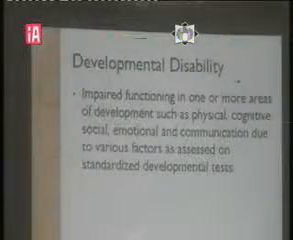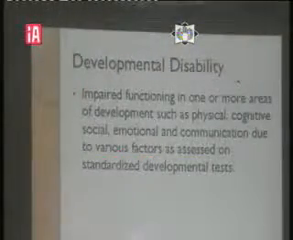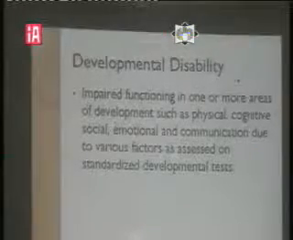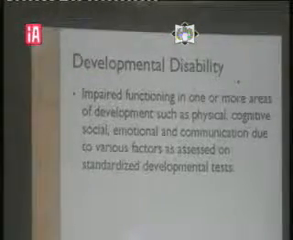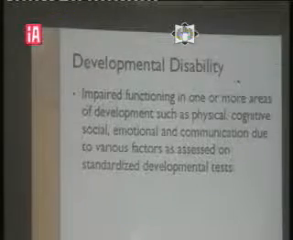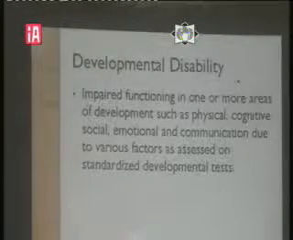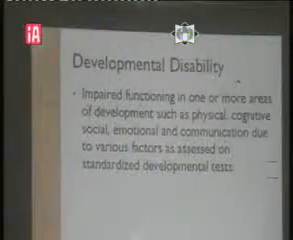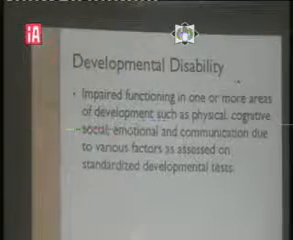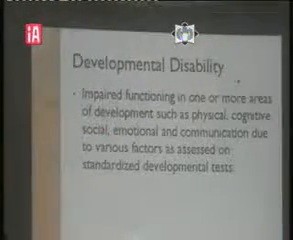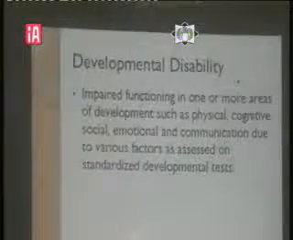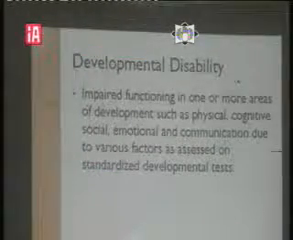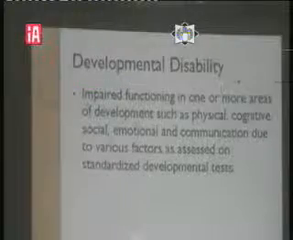What is a developmental disability? How do you define a developmental disability? Impaired functioning in one or more areas of development such as physical, which is more observable, okay? Cognitive, social, emotional and communication, due to various factors, okay? Those various factors are most important. And how do you know these various factors? Because you have assessed it on standardized developmental tests that are available, okay? So it's a standard developmental test which is available.